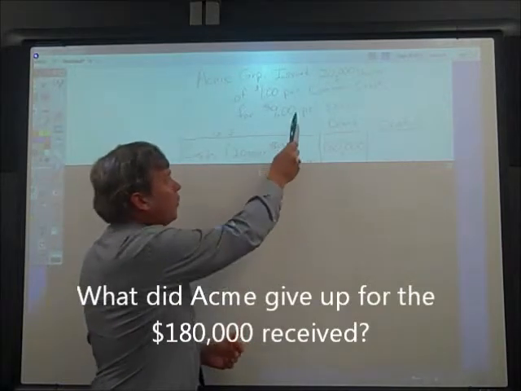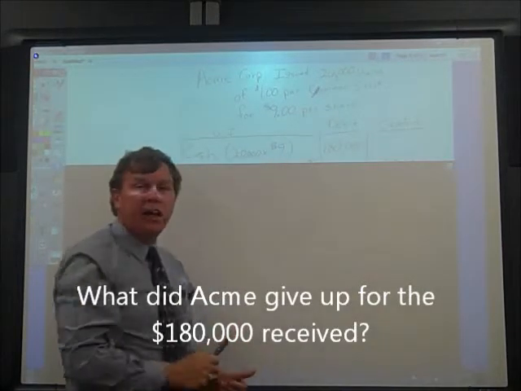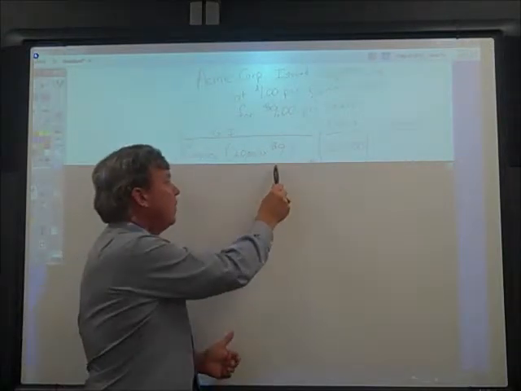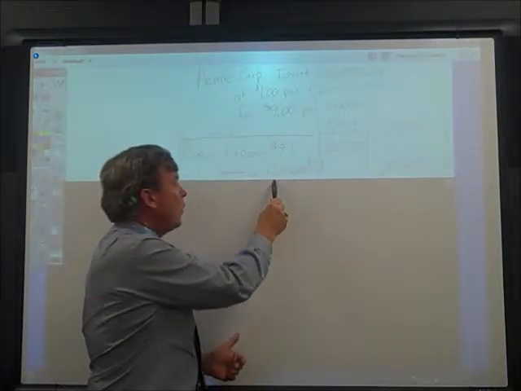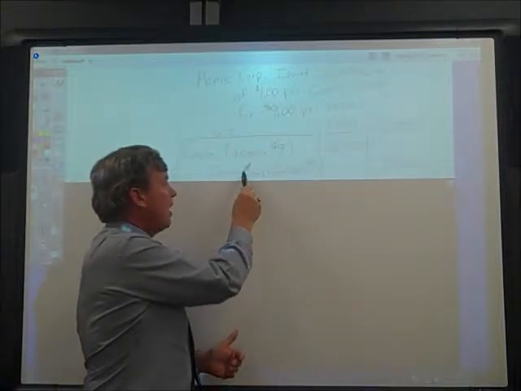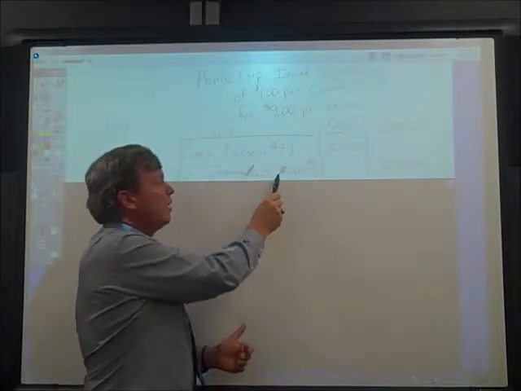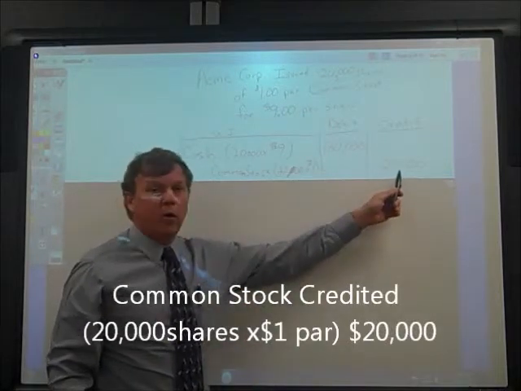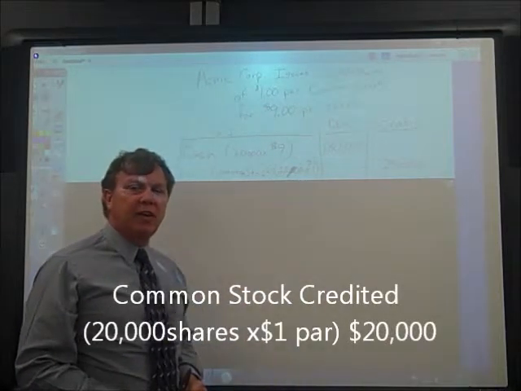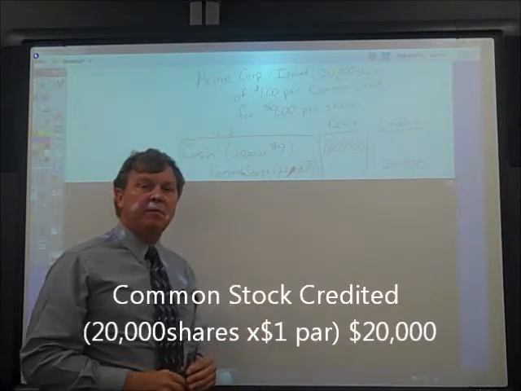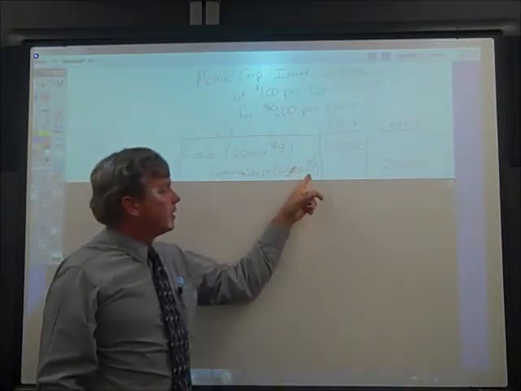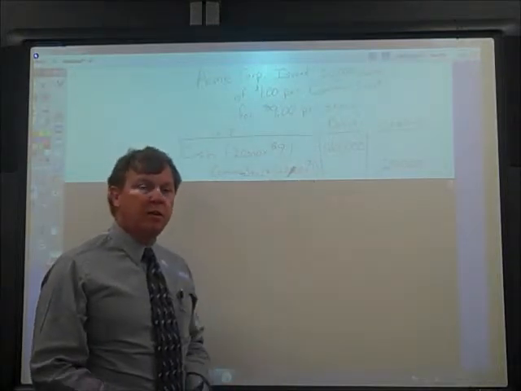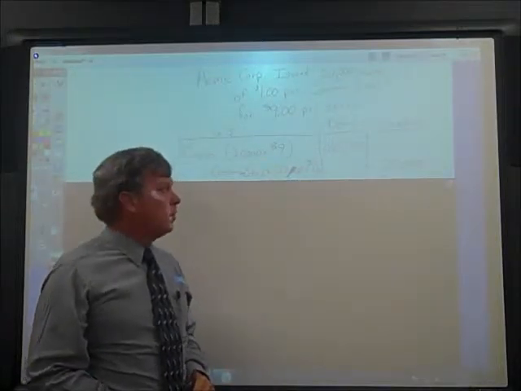What did we give up? Well, we gave up common stock that had a $1 par value, and we gave up 20,000 shares of that. So what we're going to credit is common stock, 20,000 shares times $1, or a credit of $20,000. When we list the sale of stock, we're always going to record it at its par value times the number of shares that we sold.